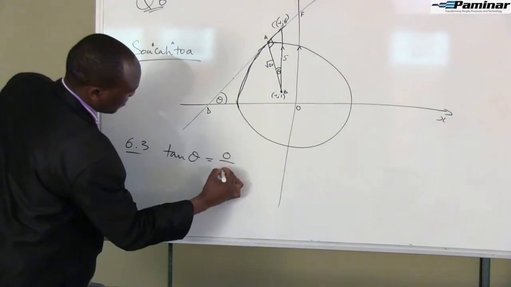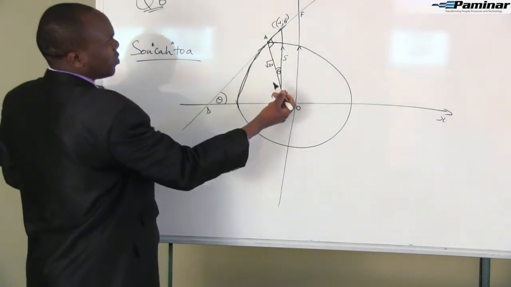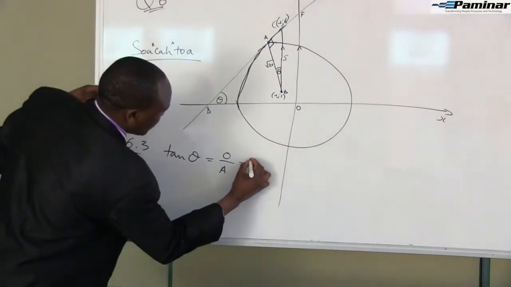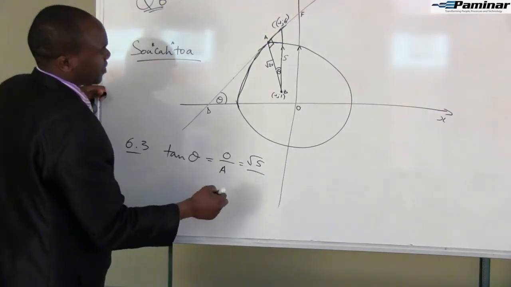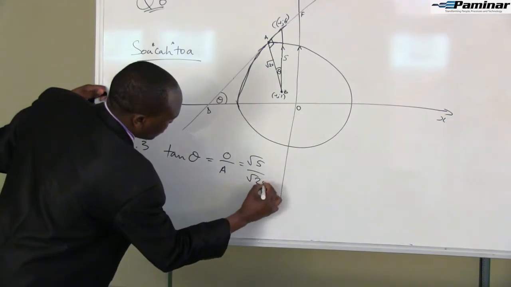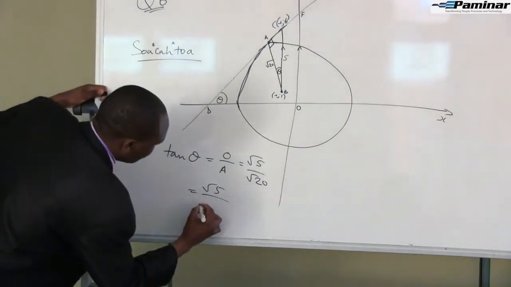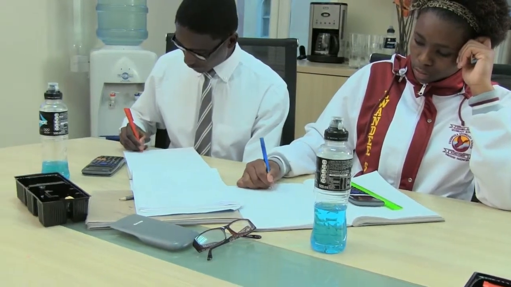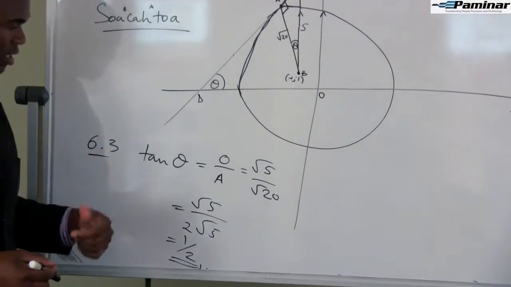Opposite over adjacent. Now, which one is the opposite here, because we are looking for this one? Square root of 5. That's it. Square root of 5 all over the adjacent. What is adjacent? Square root of 20. Square root of 5 over square root of 20, but the square root of 20 is 2 root 5, isn't it? Then I'm going to get a half. Simple, eh? That's the value of tan theta, a half.